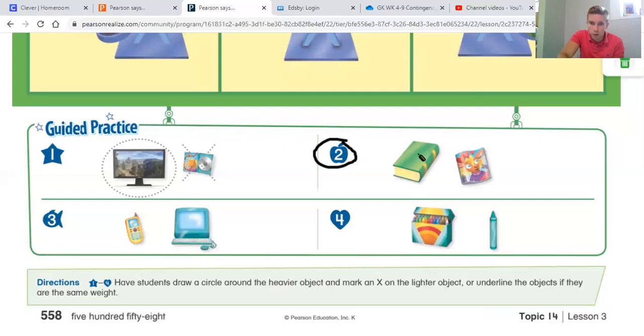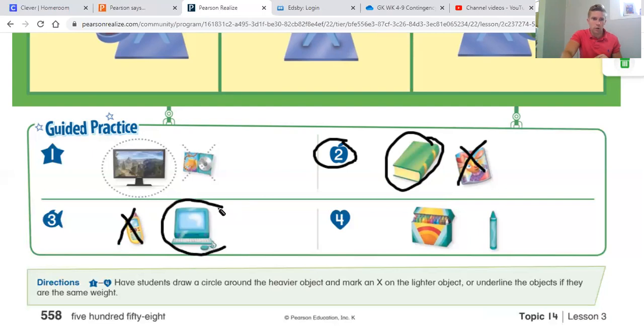This one here, this book, definitely heavier than this. I think it's a page from the book. Page would be really light and the book would be heavy down here. What about this? The phone is definitely lighter than a computer because my computer weighs way more than my phone. If I were to pick up my computer, it's right in front of me. I can't pick it up, right? And my phone, all right, my computer would be down here and my phone would be up here.